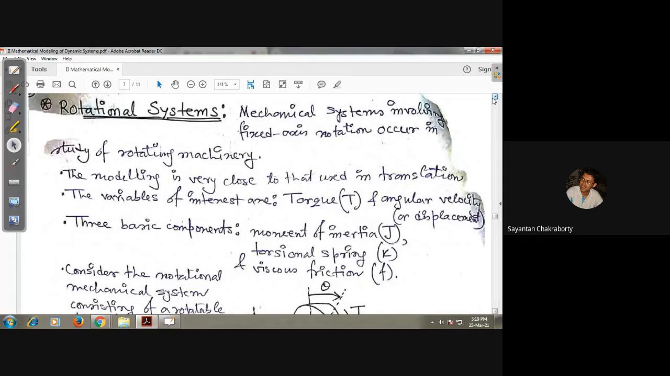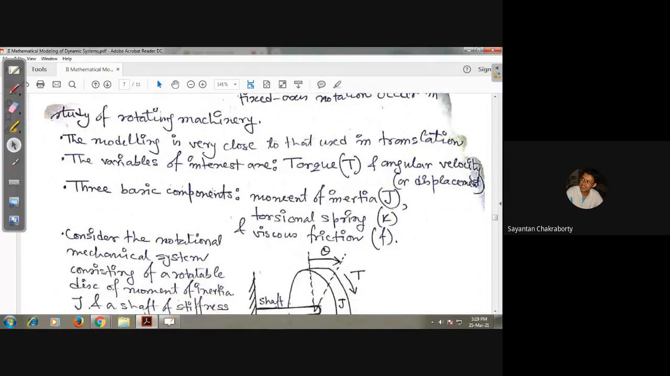The only thing is that you have to replace the translational force, displacement, and velocity by torque, angular displacement, and angular velocity, right? So what are the 3 basic components in this case? Moment of inertia, a torsional spring, and a viscous friction. And what are the variables of interest? The torque, the angular velocity, and angular displacement. These are the variables of interest. Now let us consider an example. What is the example?